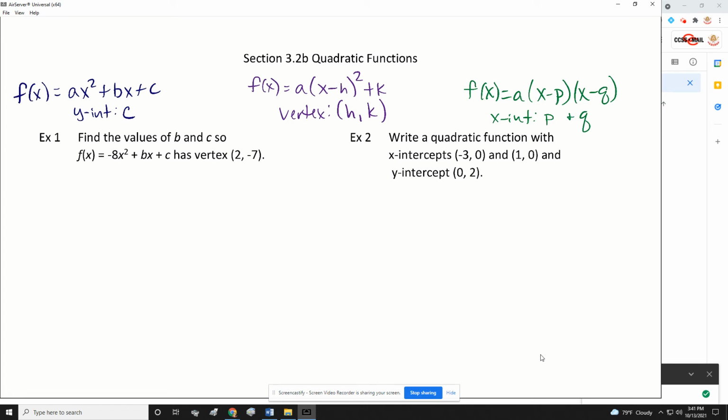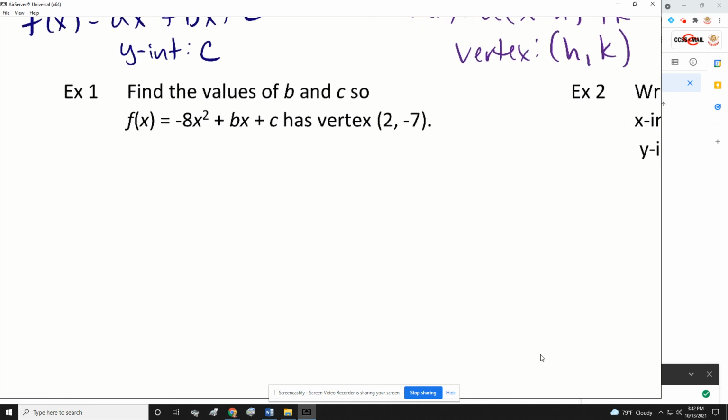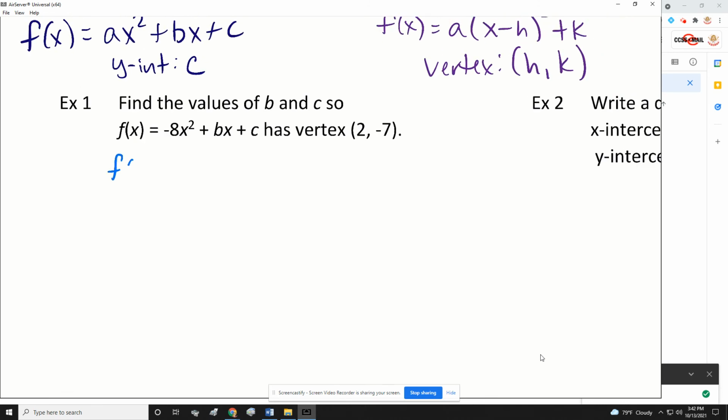All right. So on example 1, we're going to find the values of b and c. So f of x equals negative 8x squared plus bx plus c has a vertex of (2, negative 7). So I'm going to use the fact that the a is going to be the same in those two. So I'm going to rewrite it and have f of x equals negative 8, and then instead of it being in standard form, I'm going to write it in vertex form, where 2 is going to be h and negative 7 is going to be k. So it's going to be x minus 2 quantity squared minus 7.